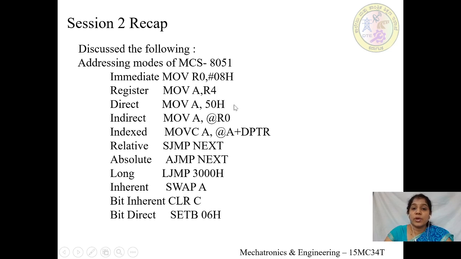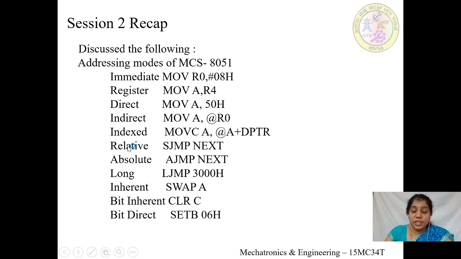The next addressing mode is indexed addressing mode. In case of indexed addressing mode, the effective address will be calculated, which is nothing but the sum of offset plus base. Here A has the offset and DPTR has the base. These two will be added to calculate the effective address. @ indicates that it is a pointer to a memory location. The effective address will be calculated and the contents of that effective address will be copied into accumulator.